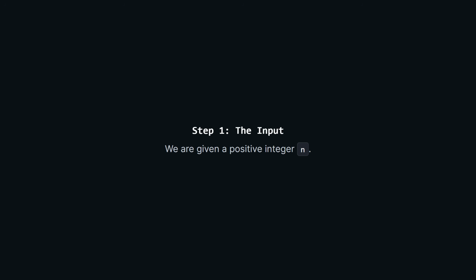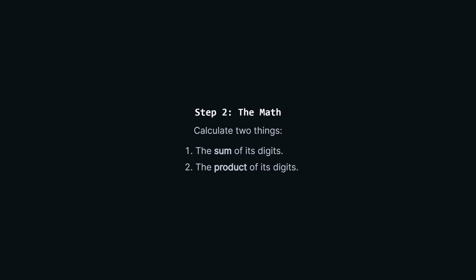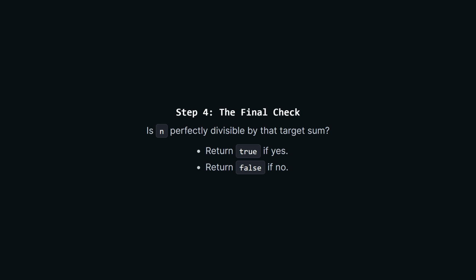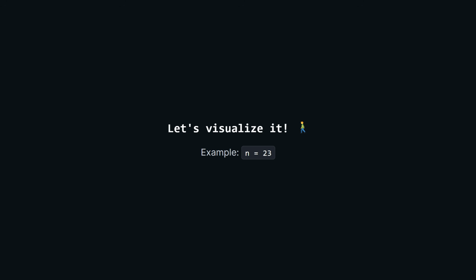We start with a single positive whole number, which we'll call n. Our first task is to calculate two separate values based on the individual digits of n. We need to add all the digits together to get a sum, and multiply them all together to get a product. Once we have those two values, we simply add them together to get our target number. Finally, we take our original number n, and see if it divides evenly by that target number we just calculated. If there's no remainder, we return true. Otherwise, we return false. Let's walk through a quick example to make sure we have it.